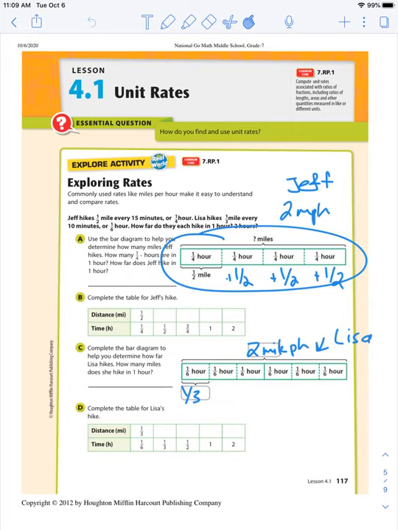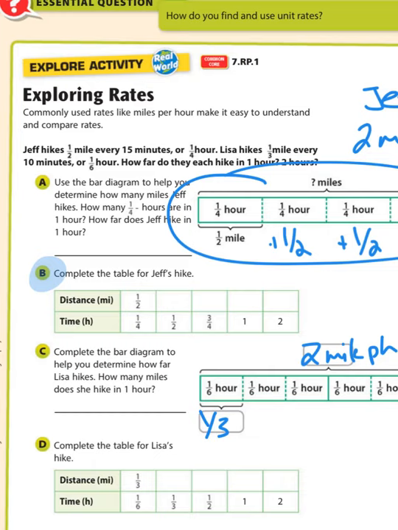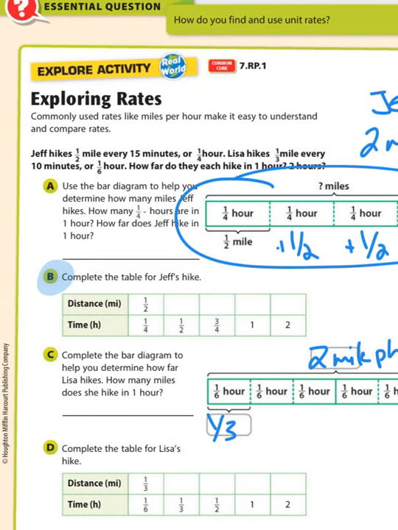Let's look at another way to solve this. Look at part B to this equation. So this is setting up Jeff's distance per the amount of time. They first told us that in 1/4 of an hour, he's hiked a half a mile. Then we're going to look at the second box and how the first box changed to get to the second box. So 1/4 to get to 1/2, we're going to multiply by 2, which means we're going to multiply 1/2 times 2 to get 1. He's hiked 1 mile in half an hour.